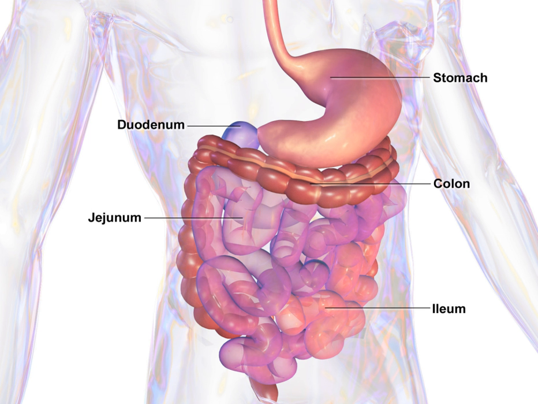Ileum, the final section of the small intestine. It is about 3 meters long, and contains villi similar to the jejunum. It absorbs mainly vitamin B12 and bile acids, as well as any other remaining nutrients.